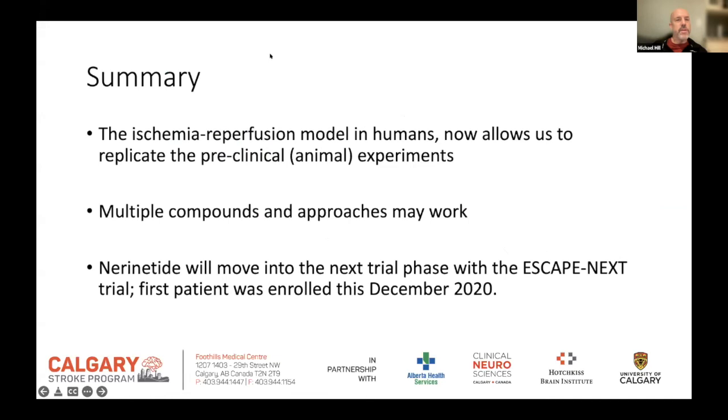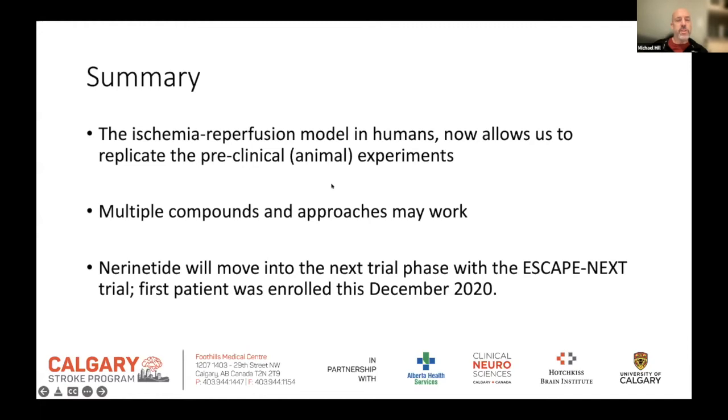So in summary, I think the key things that have happened, and I really think this is important, are that in humans now we do in fact have an ischemia reperfusion model. And if you look at all the previous work, in ischemia reperfusion models, drugs that were tackling excitotoxicity were effective. We never really got that in humans until recently. I do think there are multiple things that will work, and looking at the microcirculation is really important, and there are lots of other things we'll add on.